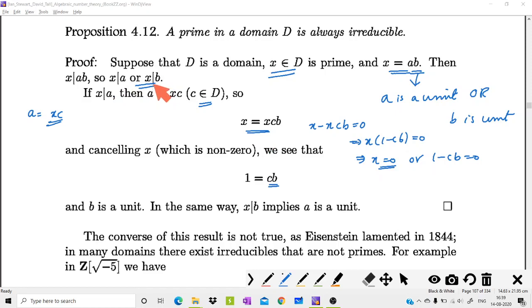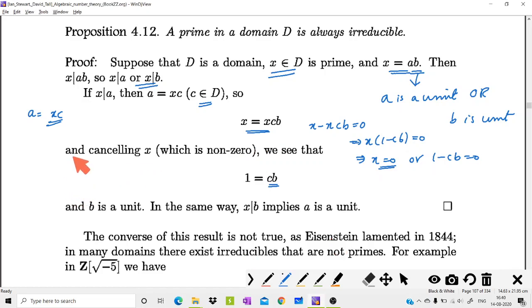On the other hand, if x divides b, we get that a is a unit. That means whenever x divides a or x divides b, we have b is a unit or a is a unit. So whenever x equal to ab, we have a is a unit or b is a unit. This shows that x is an irreducible element, or x has no proper factorization.